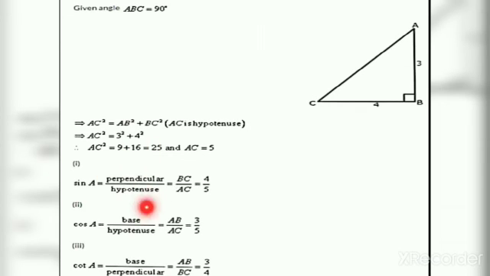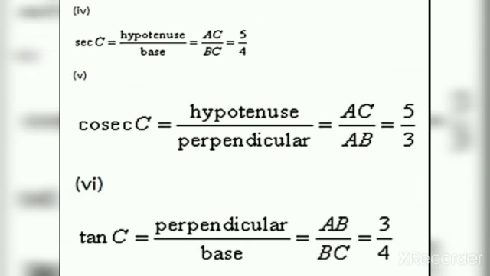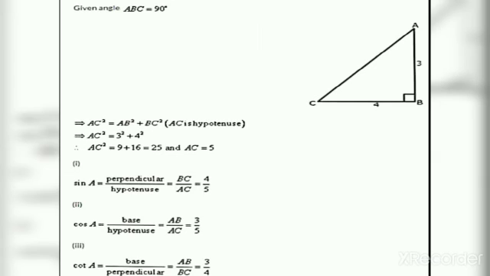You should know all these formulas. Sine is perpendicular divided by hypotenuse. Cos is base by hypotenuse. And cot is base by perpendicular. Okay, next secant C. Here you are going to take the acute angle C. With respect to the angle C, you find the base, perpendicular and hypotenuse. The perpendicular, just opposite to this, will be AB. The base will be BC and the hypotenuse will be AC.